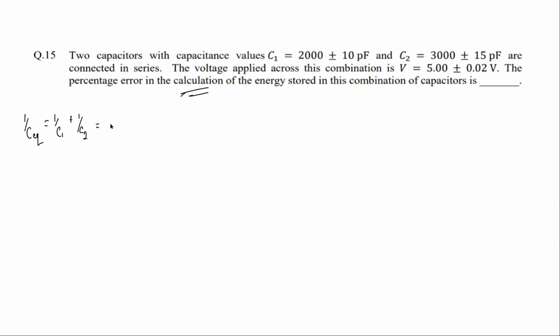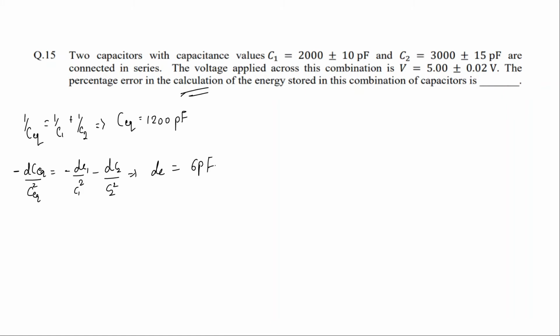So when you calculate it, this C equivalent would be 1200 picofarad. Okay, and if I differentiate this expression, I would get minus DC equivalent by C equivalent whole square, which is equals to minus DC1 by C1 square minus DC2 by C2 square. So now if I substitute the values, I get DC as 6 picofarad. Okay, this you have to calculate a little bit.